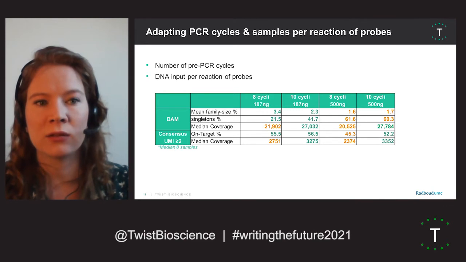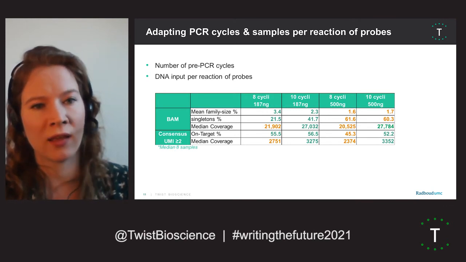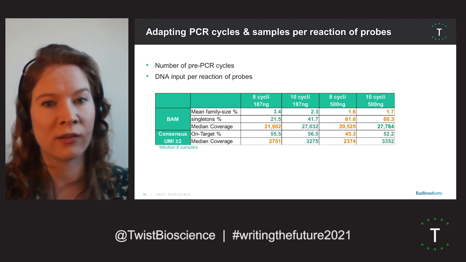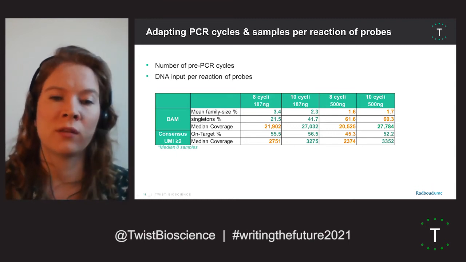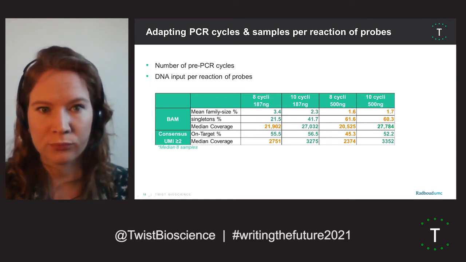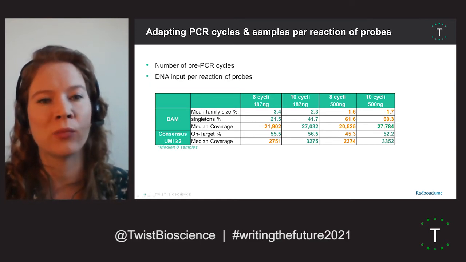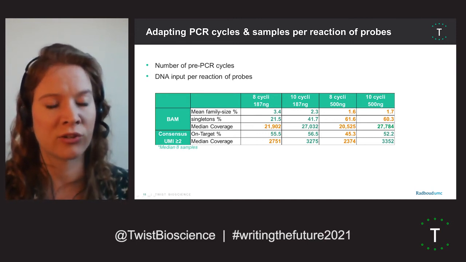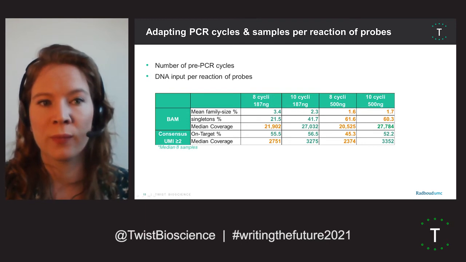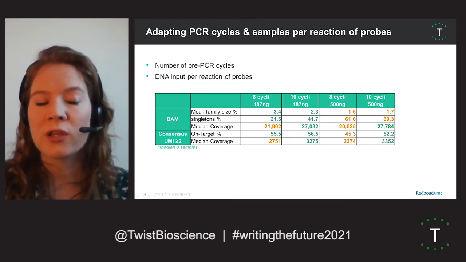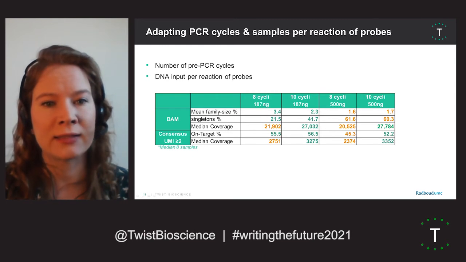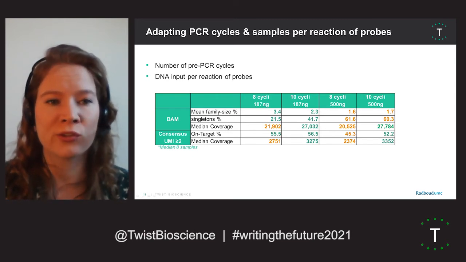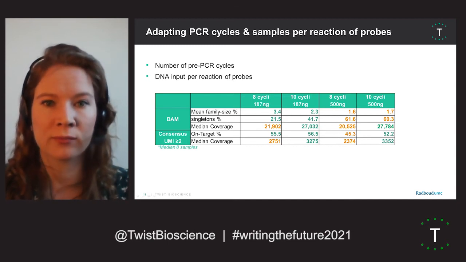So going into detail, you can see that the family size reduces when you increase either the number of cycles or the total concentration of DNA. Since we want at least 2 family members, in our case the input concentration of 187 nanograms works best. Looking towards coverage and on-target rate, you here can clearly see that 10 pre-PCR cycles work the best, as they have the highest coverage and the highest on-target rate.